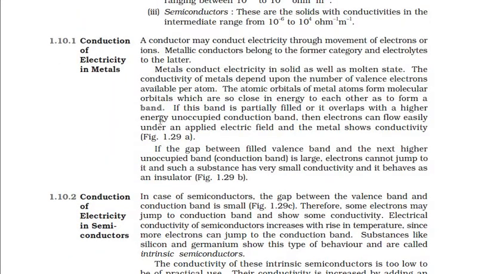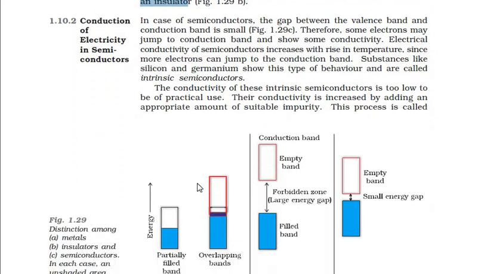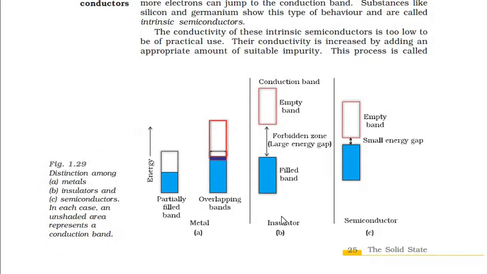And similarly, coming back, if the gap between the filled valence band and the next higher unoccupied band, that is also known as the conduction band, that is what I was talking about, the electron cannot jump in such a substance, it has a very small conductivity and it behaves as an insulator. That is figure 1.29b.